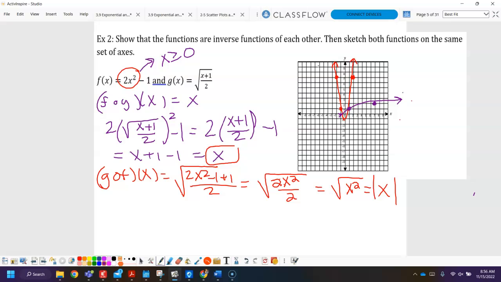I don't have (-2, -7). I don't have (-7, -2). I only have the positive part. So to make them actual inverses, you would restrict the domain. By making x greater than or equal to 0, that would eliminate the need for absolute value terms, because everything you plug in is already positive values.